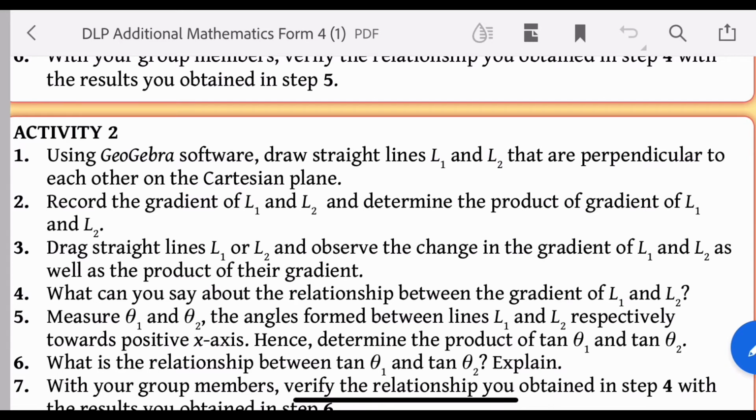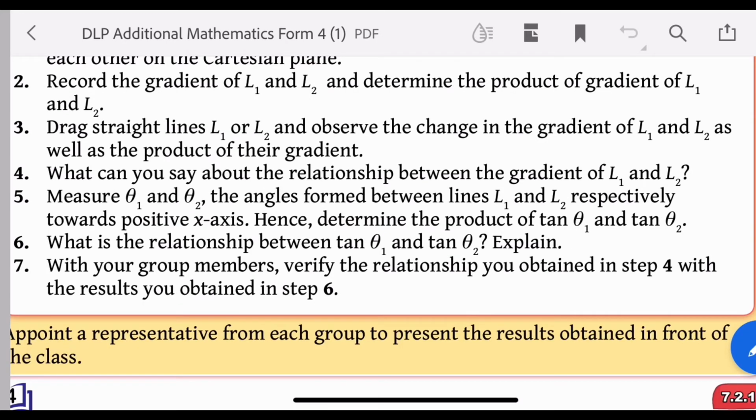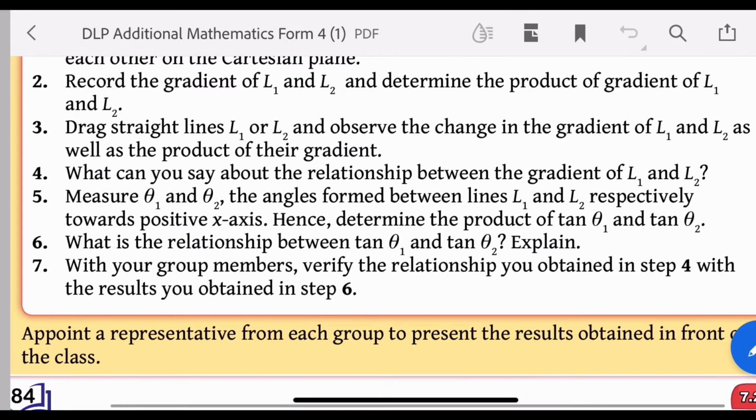And for activity 2, we will use GeoGebra software again. Now we will draw straight lines L1 and L2, but they are perpendicular to each other on the Cartesian plane. And then we'll record the gradient of L1 and L2, and determine the product of the gradient of L1 and L2. Drag the straight lines L1 and L2 and observe the change in the gradient of L1 and L2 as well as the product of their gradients.